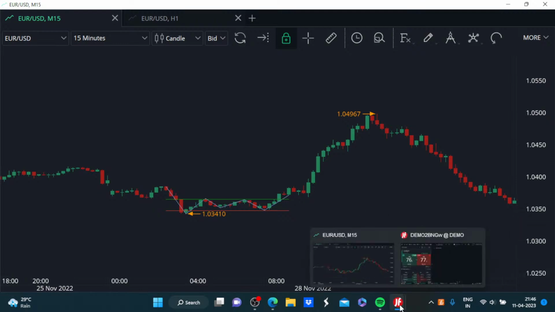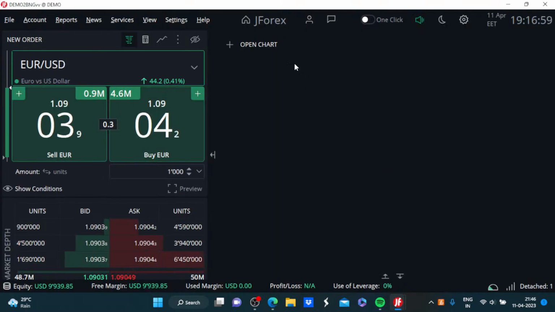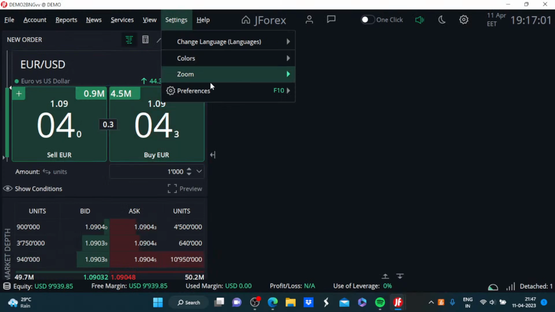There has been a new cool feature added on the platform. Let me make you aware of that hot list option. I think I will have to zoom out a bit, 100%.